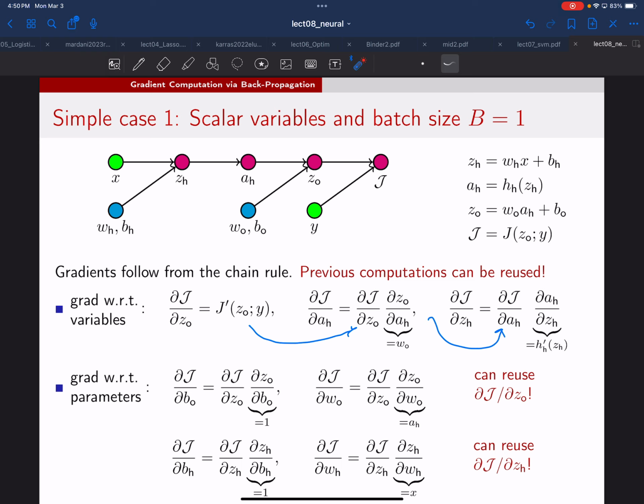Okay, so at this point, we've computed all these different derivatives. Any questions so far?